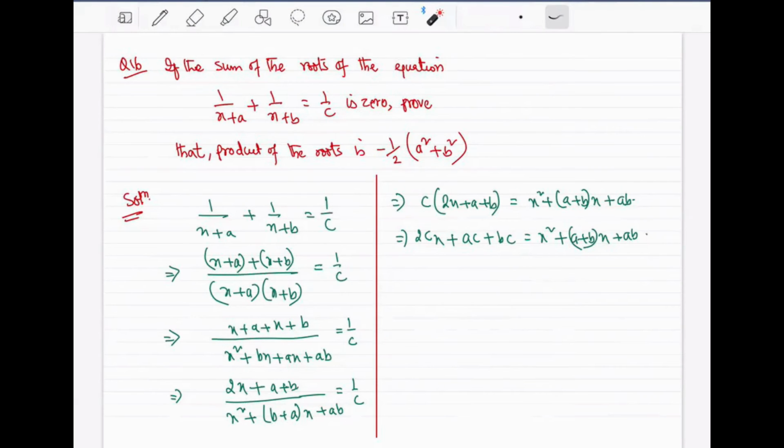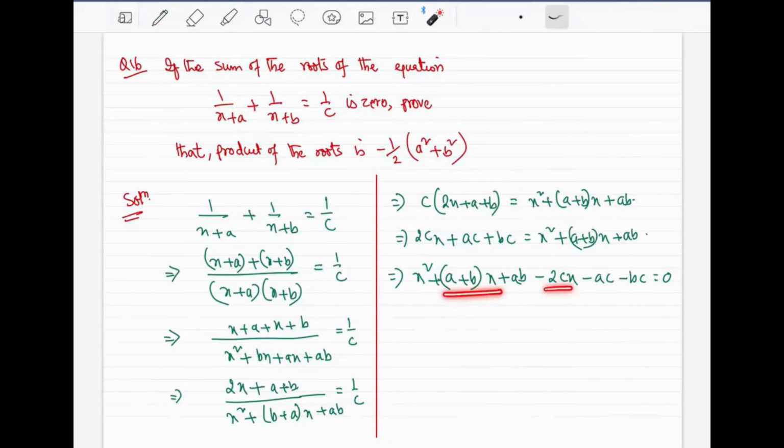Okay. We will take everything this side to this side in order to combine the terms. Okay. So let me start x square plus a plus b whole bracket x plus ab. This is brought on the other side. All the signs will be changed into minus, right? So we will have minus twice cx minus ac minus bc equal to 0.